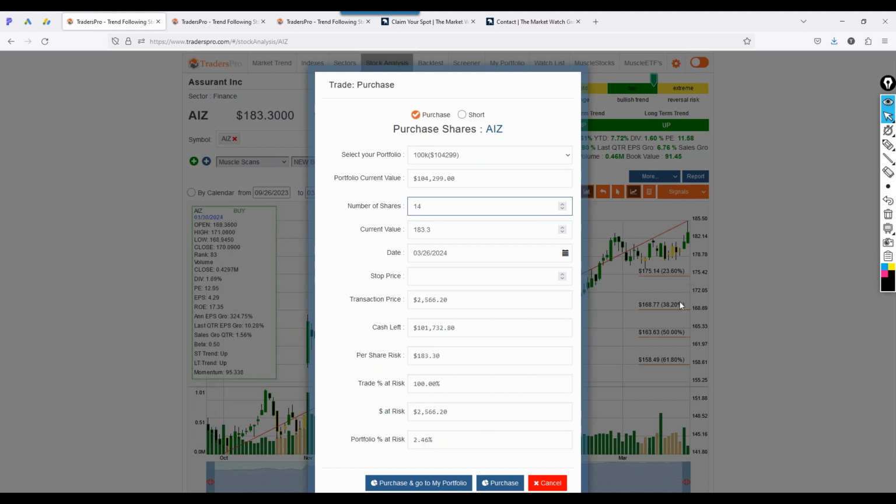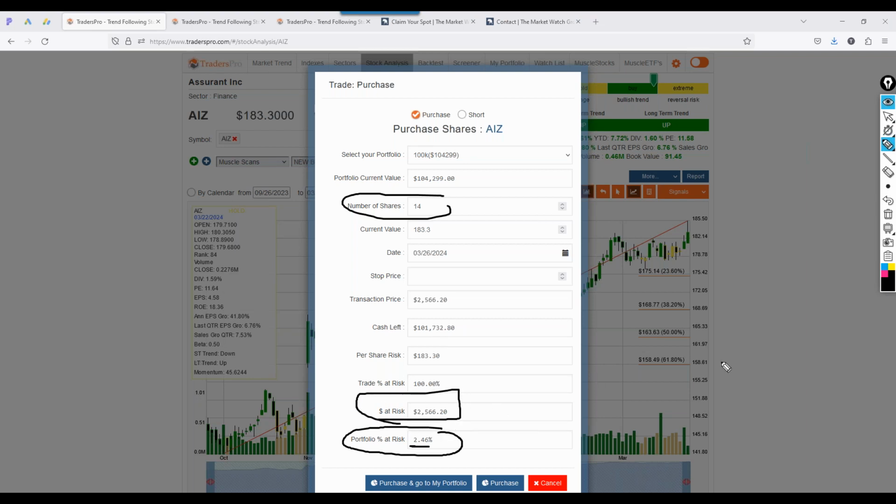Okay, so this is what you're watching when you're adding in position size, the number of shares, the portfolio at risk. This is data point number one. Okay, this is what you want to know. Why? Because that tells you worst case scenario. If this thing fell off a table and went to zero, my risk is 2,500.